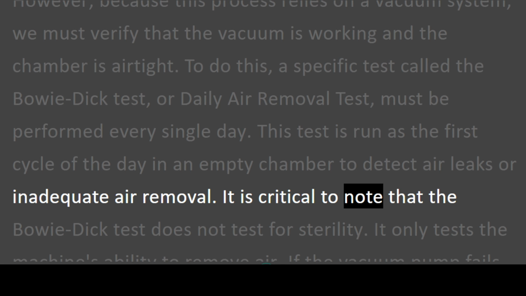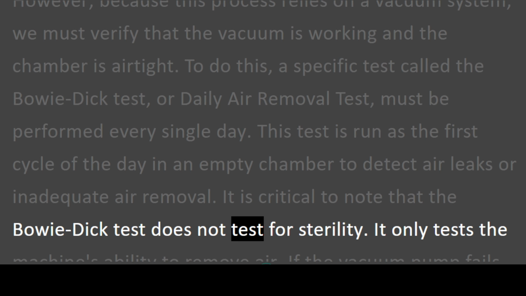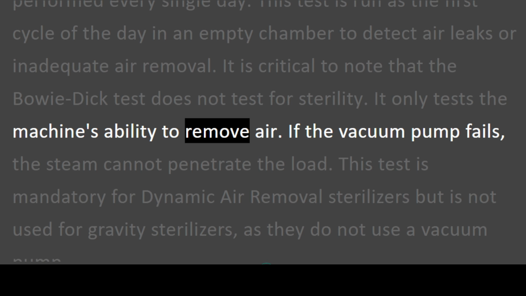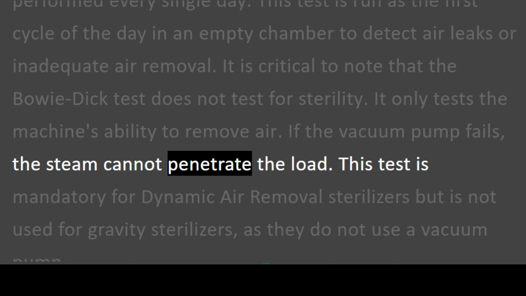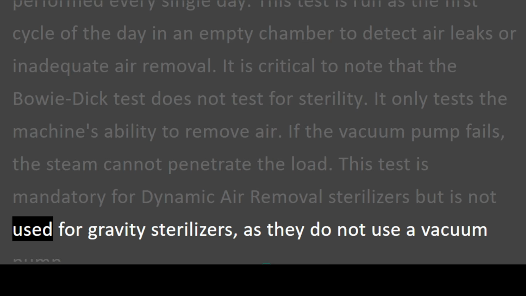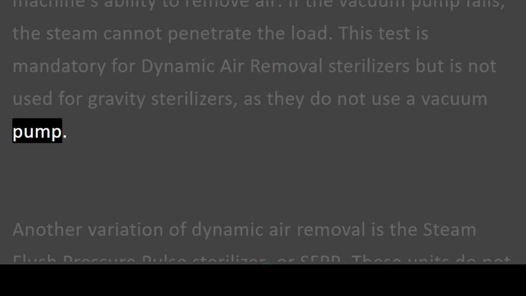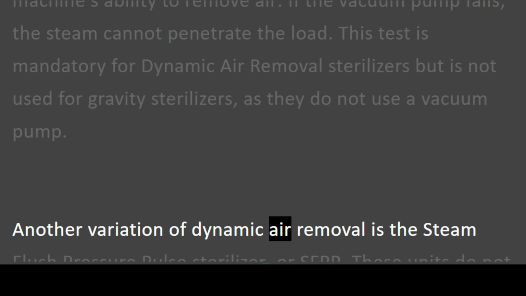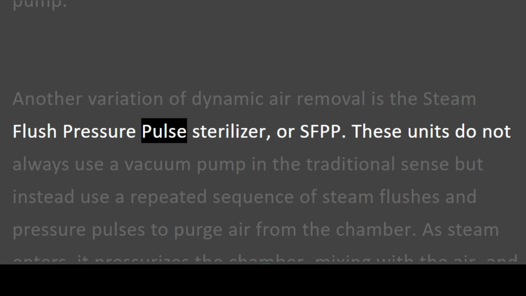It is critical to note that the Bowie-Dick test does not test for sterility. It only tests the machine's ability to remove air. If the vacuum pump fails, the steam cannot penetrate the load. This test is mandatory for dynamic air removal sterilizers but is not used for gravity sterilizers, as they do not use a vacuum pump. Another variation of dynamic air removal is the steam flush pressure pulse sterilizer, or SFPP.